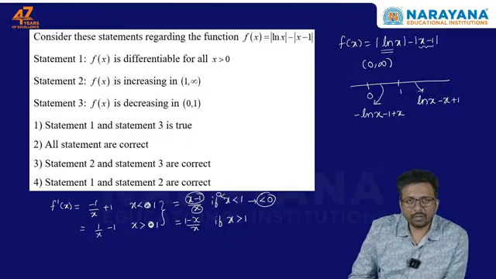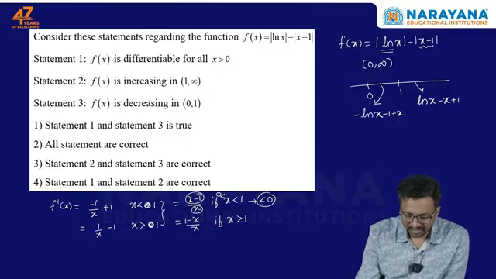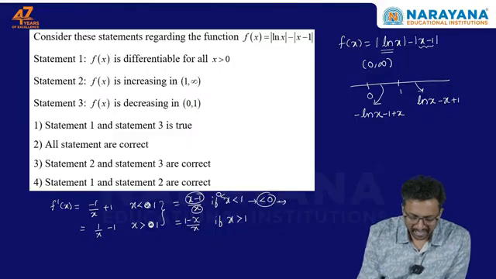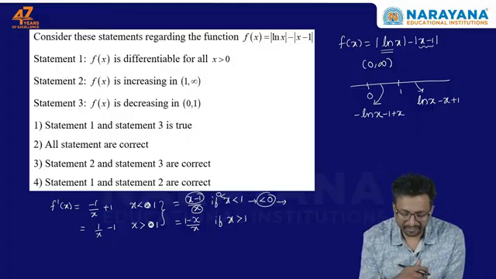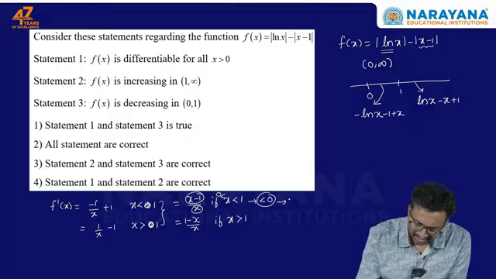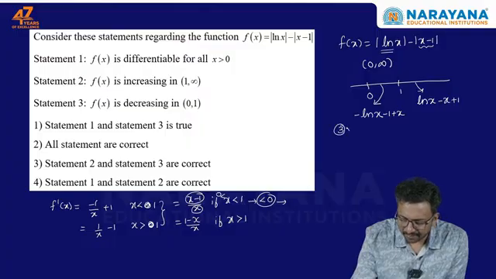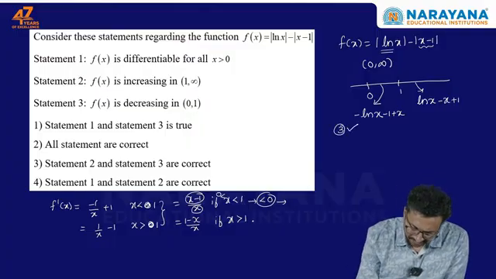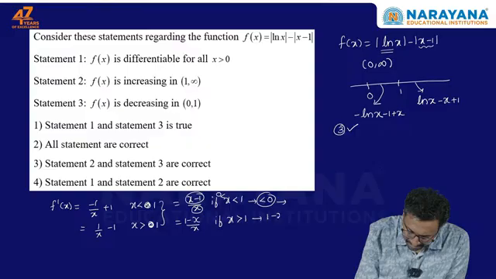So between 0 to 1, (x minus 1) by x is always negative. f dash is always negative. That means from 0 to 1, f of x is decreasing. So statement 3 is correct, right? Statement 3 is correct.